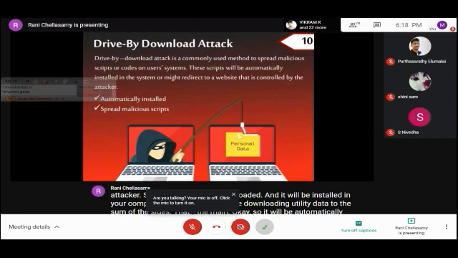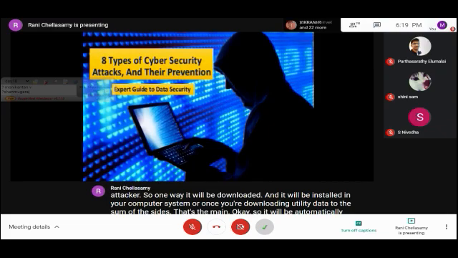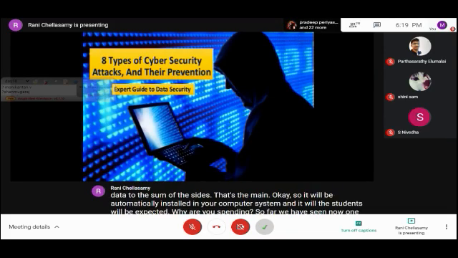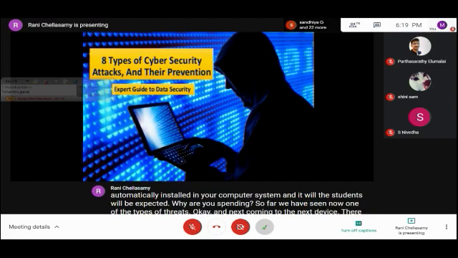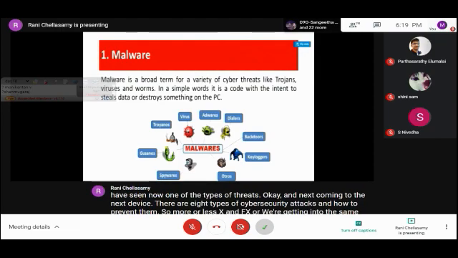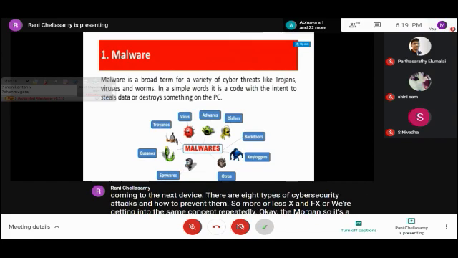Okay, so far we have seen the types of threats. Coming to the next type, there are 8 types of cybersecurity attacks and how to prevent them. More or less, threats and attacks are the same concepts repeated. First, malware. It's a broad variety of cyber threats like Trojans, viruses and worms. So many kinds of malware are listed here.